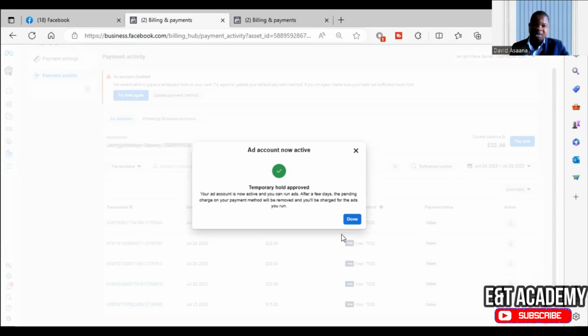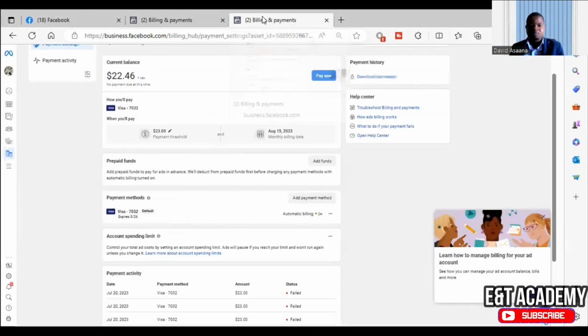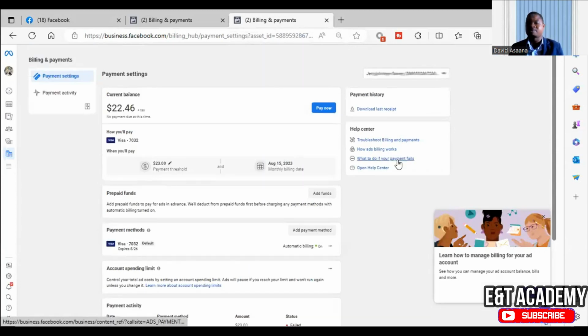So what it means is that the hold has been removed. And when we run the advert, as in when we reach a certain amount that they need to charge, when we reach our threshold, then it will be debited. So this just tells you that the problem has been resolved. Now, I want to let you know exactly how I was able to resolve it and how you can follow the process to get it resolved.